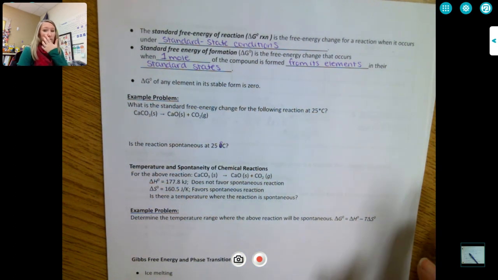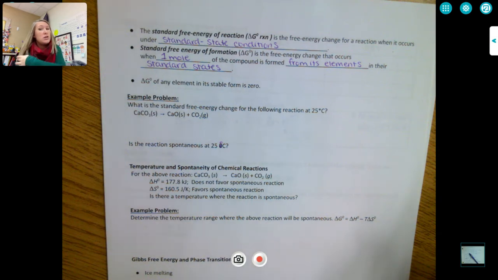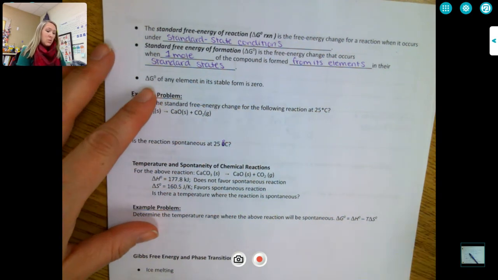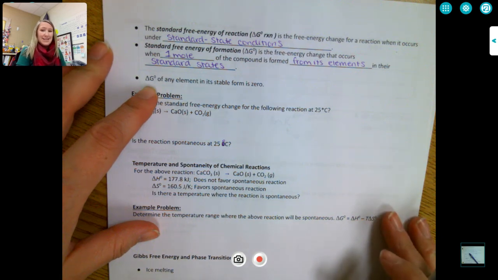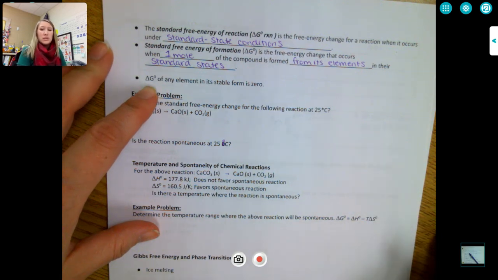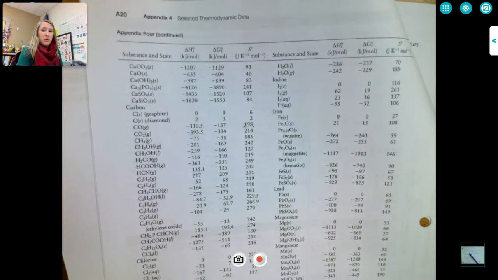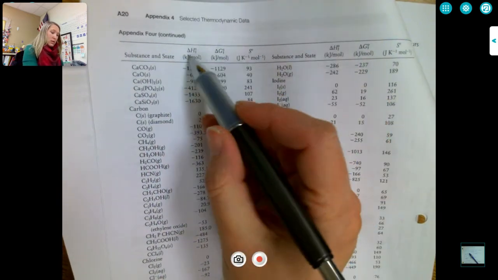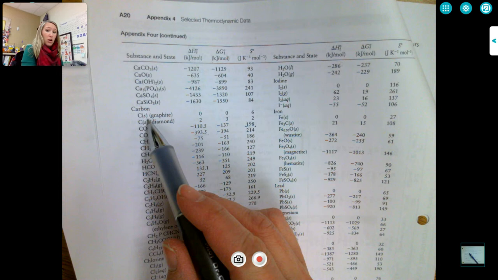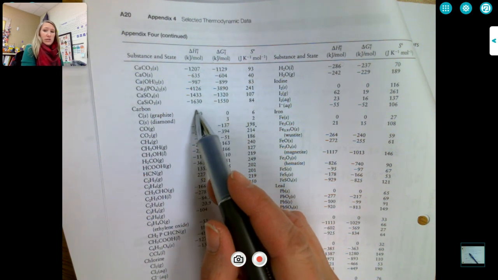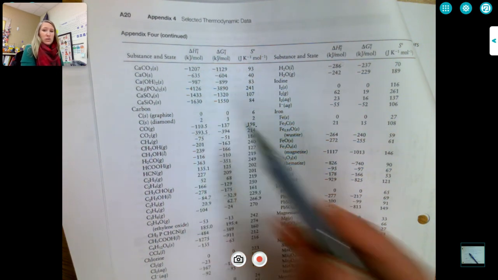We can have the standard free energy of formation, and that occurs when we are making 1 mole of the compound formed from its elements in their standard states. And just like with enthalpy, delta G of any element in its standard form is also 0. And we'll see that in our chart as well. So remember, again, we're getting these values from our chart, which is in the front of our packet. And we can see those here. We have delta H, delta G. So if I'm looking at something like carbon, in its standard state, 0 for delta H, and also 0 for delta G.